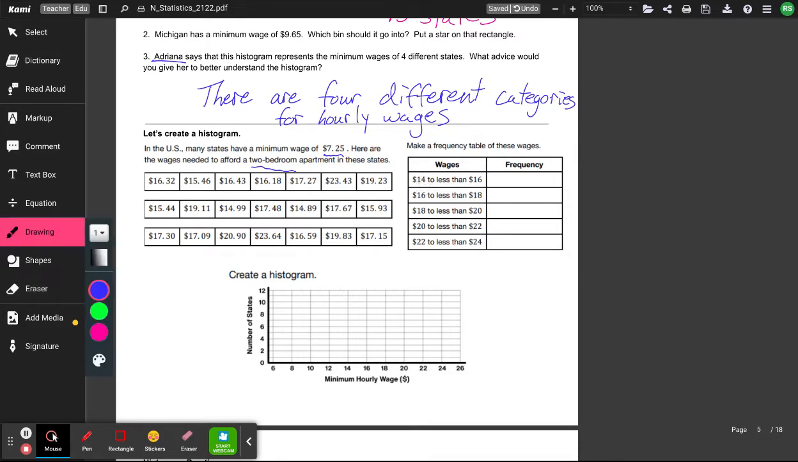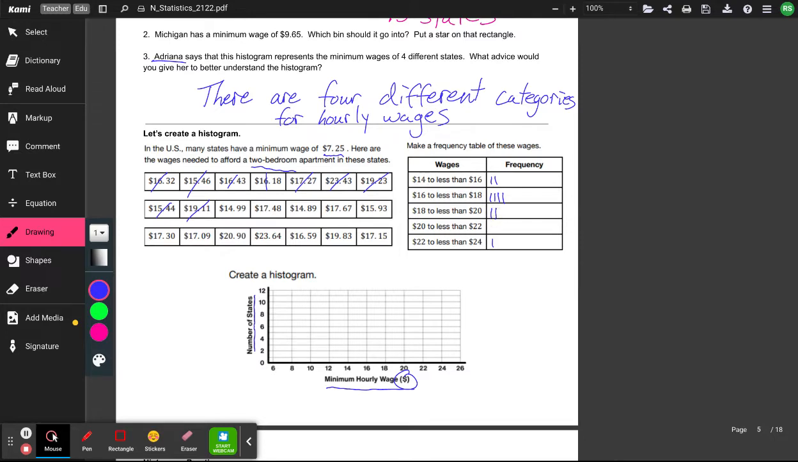So let's go through and tally up a couple of things here. The first thing that's going to be important to us is the frequency. So our hourly minimum wage is what you find across the bottom. You notice that amount is measured in dollars. Here's our number of states in which that frequency occurs. So when we have $16.32, that's going to fall in the 16 to 18 category. I'm just going to make a tally here for each frequency in the category that it falls. I'm going to cross them out as I go to ensure that we don't miss anything. But $19.23, well, that falls between $18 and $20.